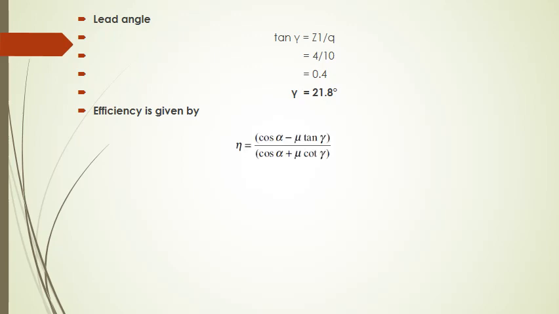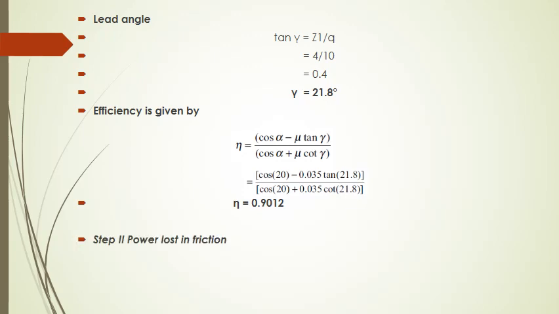Therefore lead angle is given by tan gamma is equal to z1 upon q, which is equal to 4 divided by 10, which is equal to 0.4. Therefore gamma is equal to 21.8 degree. Therefore efficiency is given by, efficiency is equal to cos alpha minus mu tan gamma divided by cos alpha plus mu cot gamma. Therefore substituting the values, cos 20 minus 0.035 into tan of 21.8 divided by cos 20 plus 0.035 into cot of 21.8. Therefore we are getting efficiency is equal to 0.9012.